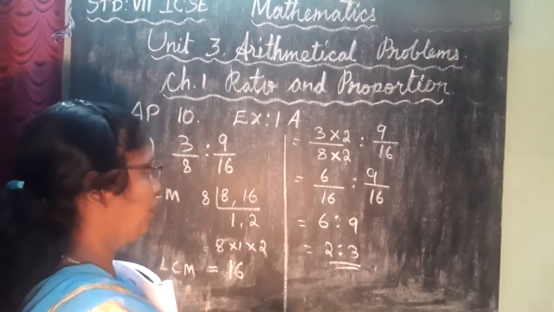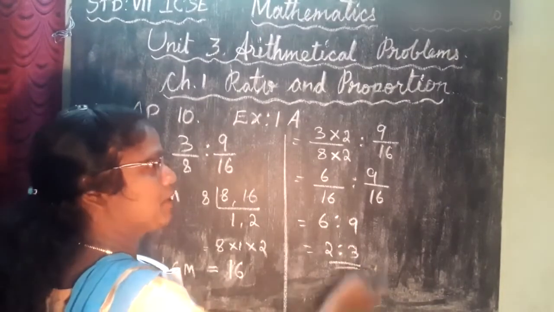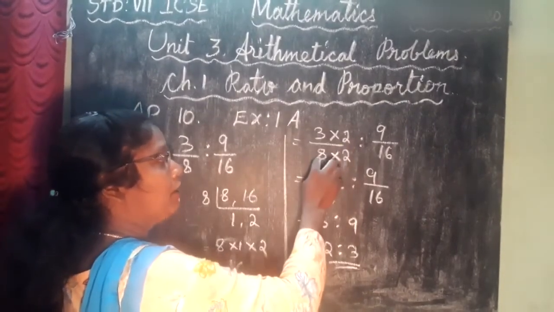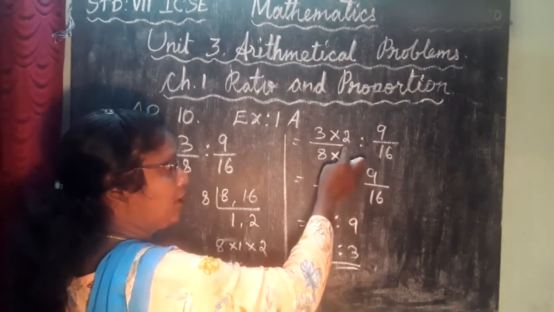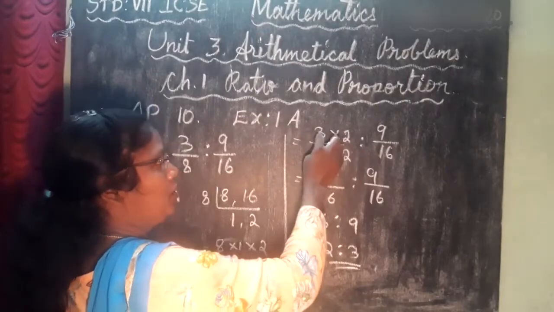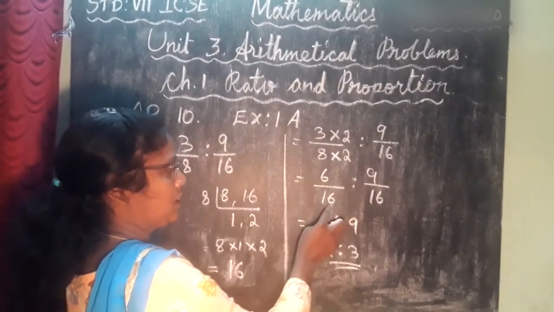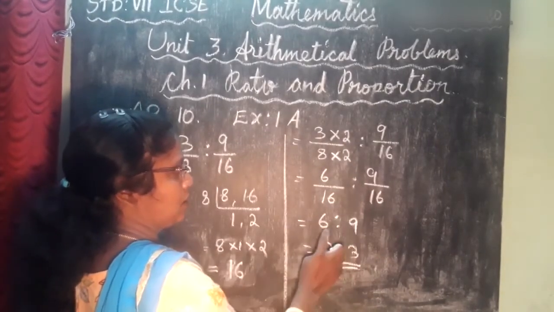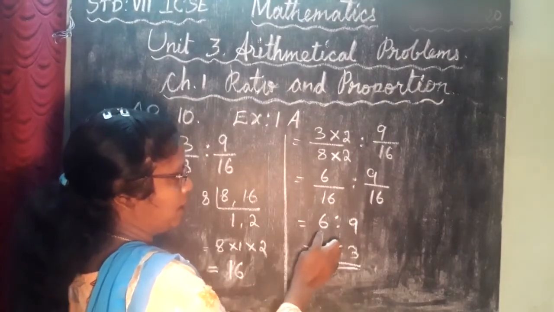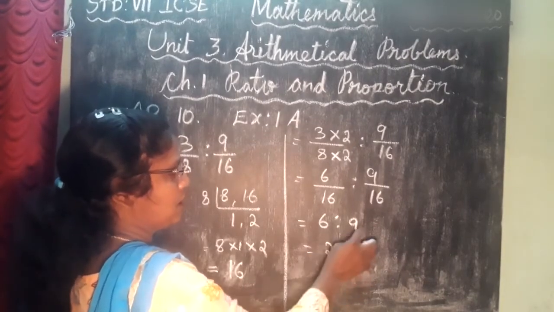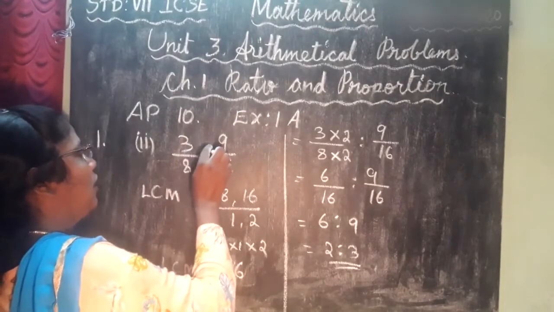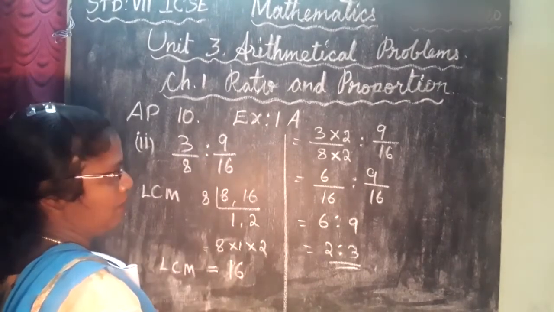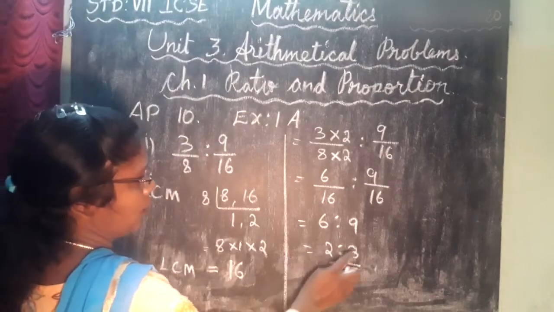If I want to convert 8 into 16, I must multiply by 2. When I multiply the denominator 8 by 2, I must multiply the numerator also by 2. So 3 2s are 6, 8 2s are 16. 16 and 16 are cancelled. 6 and 9, I am cancelling by 3. 2 3s are 6, 3 3s are 9. So 3 by 8 to 9 by 16 can be written as 2 by 3.